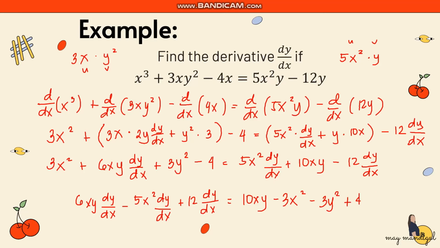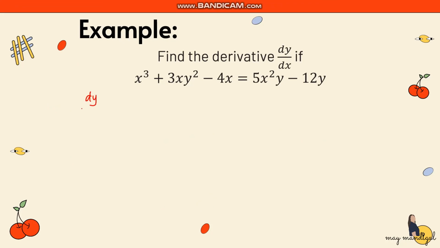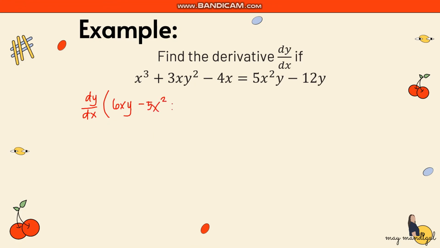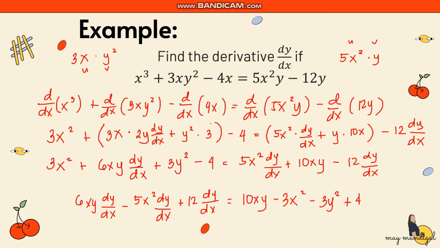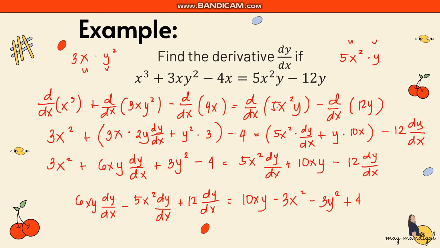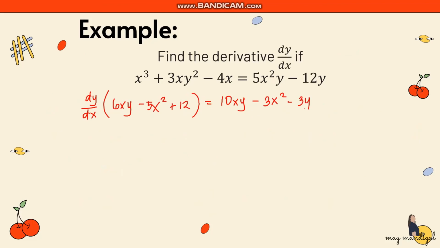Now, after you isolate all of the terms, the next thing that we have to do is to factor out the dy over dx, so that we can cancel out later on or divide our fraction. So what will be left is 6xy minus 5x squared plus 12. There you go. And then copy the other side, 10xy minus 3x squared minus 3y squared plus 4.